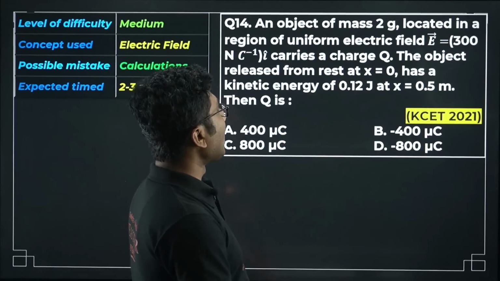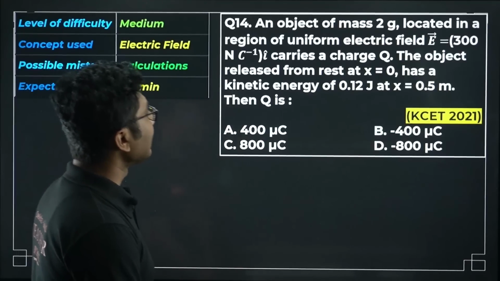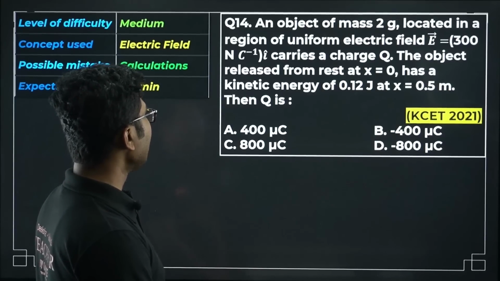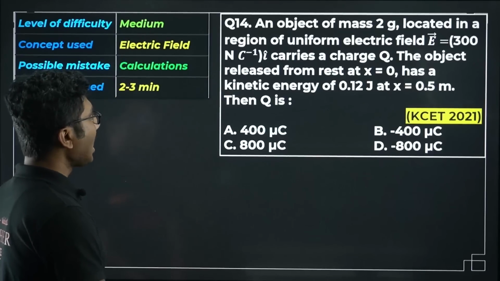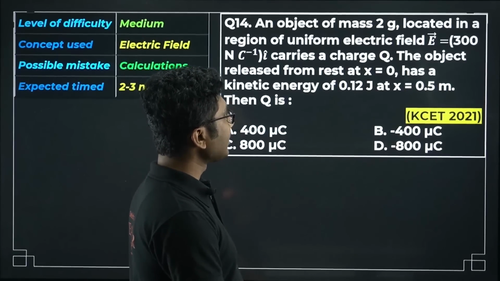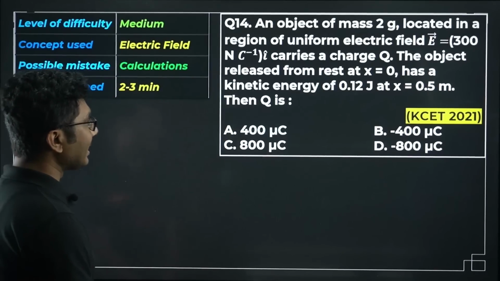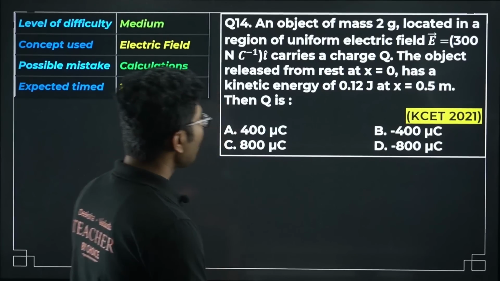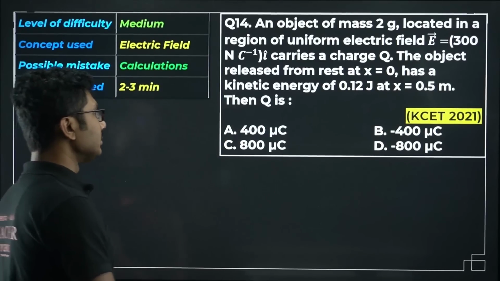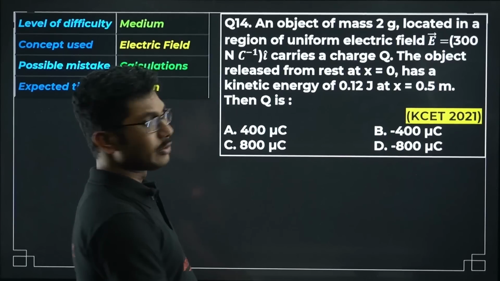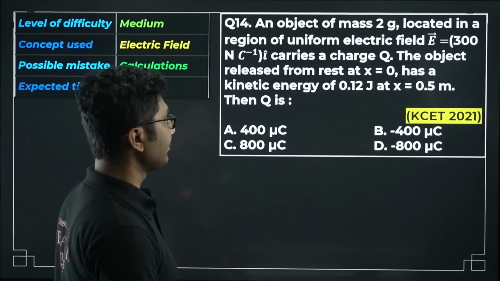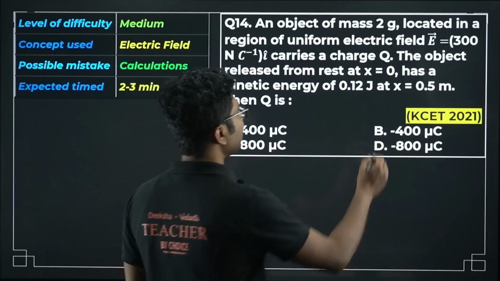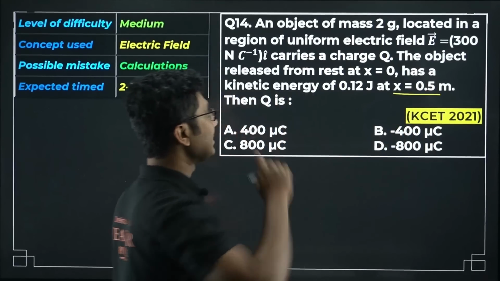An object of mass 2 grams located in a region of uniform electric field E equal to 300 Newton per Coulomb i cap carries a charge Q. The object, released from rest at x equals 0, has a kinetic energy of 0.12 joules at x equal to 0.5 meter. Then Q is, so you have to find Q in this case. They have given you the displacement. After the displacement, what is the kinetic energy?